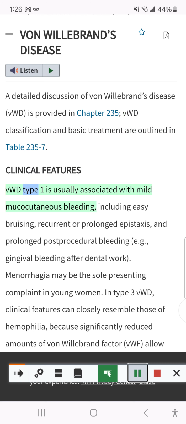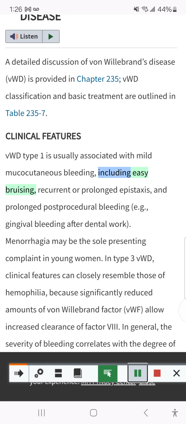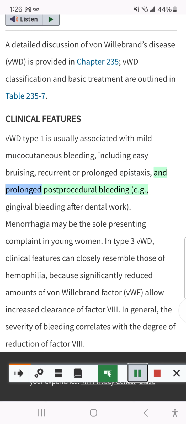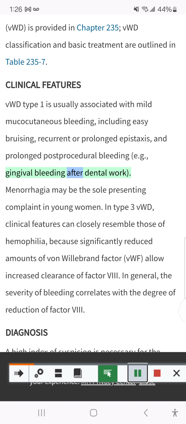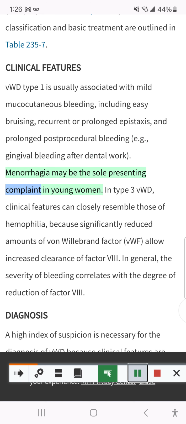Clinical features. VWD type 1 is usually associated with mild mucocutaneous bleeding, including easy bruising, recurrent or prolonged epistaxis, and prolonged post-procedural bleeding, for example, gingival bleeding after dental work. Menorrhagia may be the sole presenting complaint in young women.